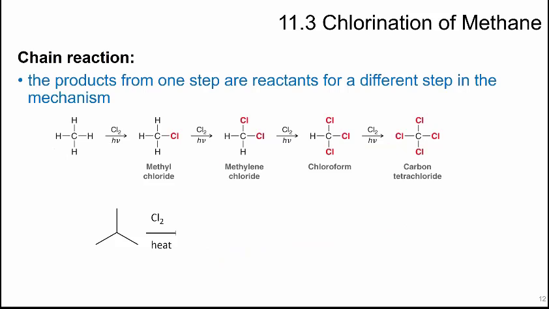In a chain reaction, the products from one step of the reactants are used for another step in a different mechanism. So in this process of methane plus chlorine radical, we can form methyl chloride or methylene chloride, where another hydrogen can be extracted and swapped with a chlorine. We can get chloroform, which has 3 chlorines, and then carbon tetrachloride, which has 4 chlorines. Another issue with this chlorination, when you have chlorine plus heat, we can get several products.